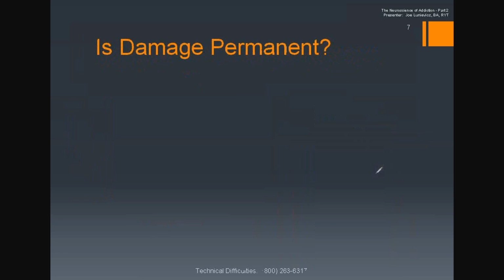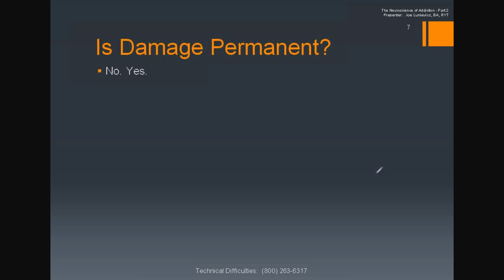So the question for us then, and how we're going to have to deal with treatment, is we need to know: is this damage permanent? Can treatment do something about the damage that occurs during dependency? And so, of course, the answer is both simple and not simple. The answer is no and yes. Kind of both. Is the damage permanent? Sometimes it is.